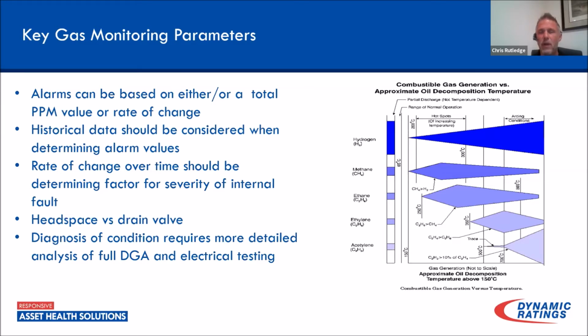So the rate of flow of oil will play heavily on how long it takes you to actually see that hydrogen generation occur at the drain valve, whereas in headspace, it is an almost instantaneous type detection. Again, with hydrogen, once you do receive one of these alarms, you will be required to pull a full DGA, and you will need to do some historical trending to actually determine what type of event is occurring.